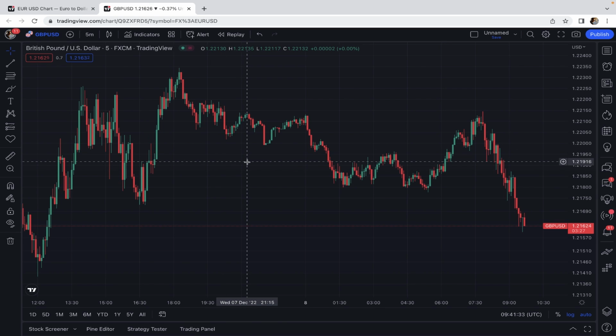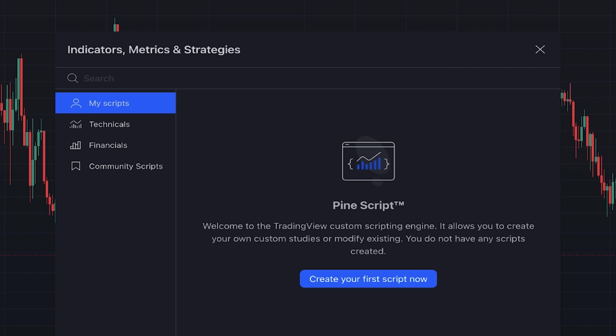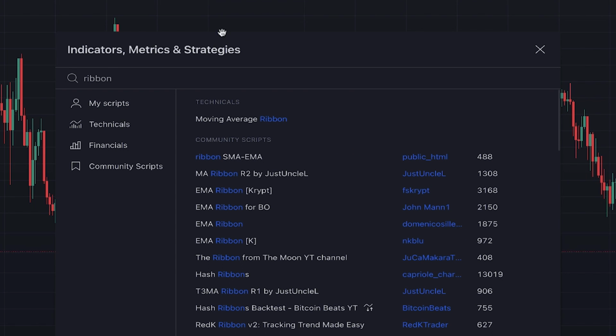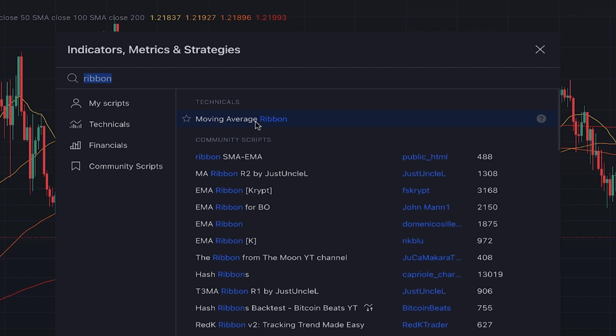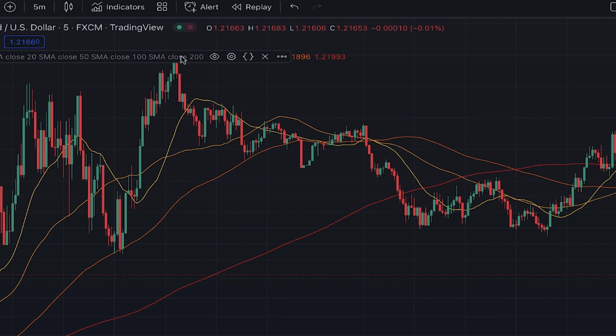In this scalping strategy, we have 5 indicators. For adding indicators, here we click on indicators and we simply search the name. First, let's add the moving averages. We must add 3 moving averages to our chart, and one simple way to do this is adding the moving average ribbon, this one, so we can manage them easily in one place in its settings.